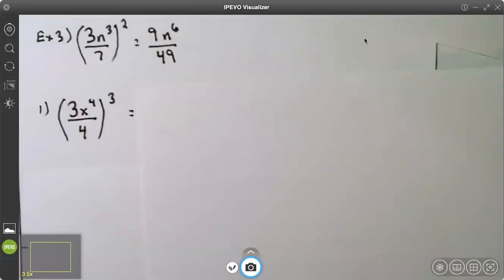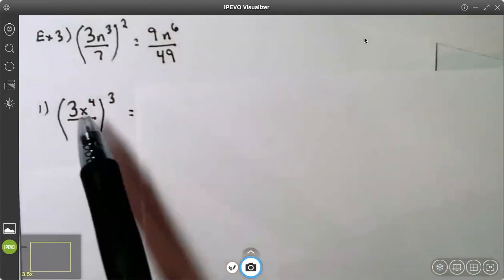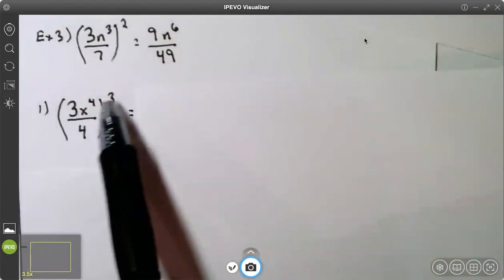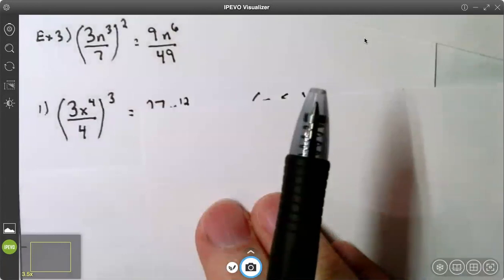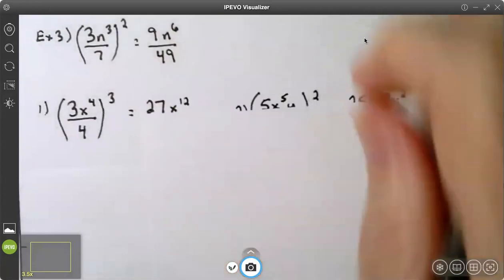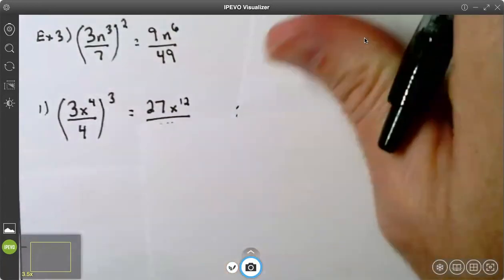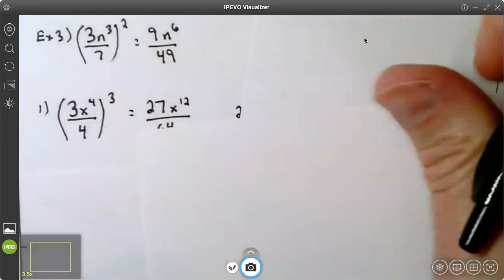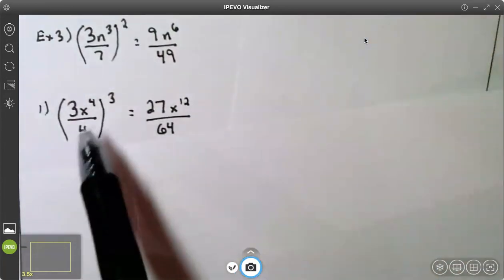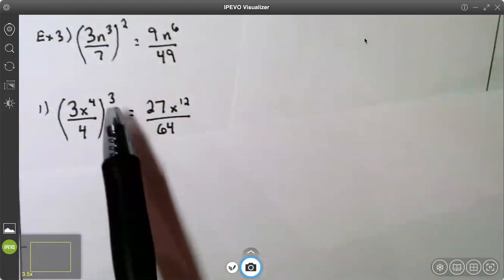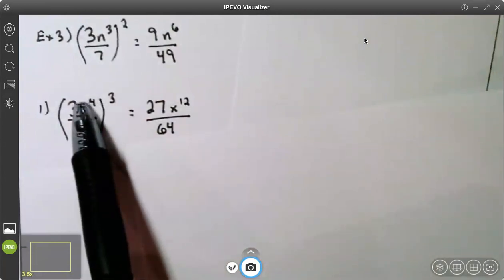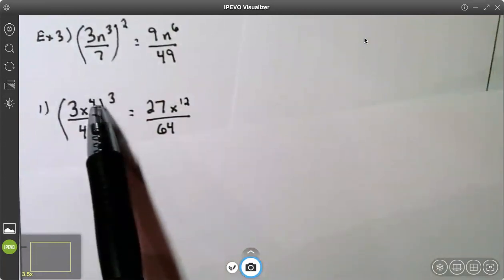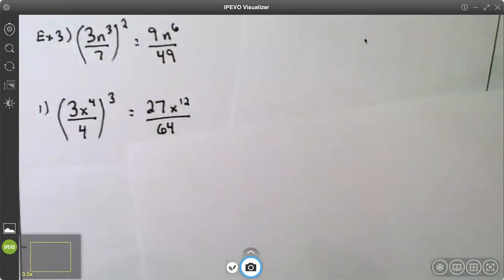Try number 1. Up top, 3 cubed is 27. 4 times 3 on the x's is 12. And on the bottom, 4 cubed is 64. I said 3 times 1 on this exponent to get 3. 3 times 4 on this exponent to get 12. 3 times 1 on this one to get 3.